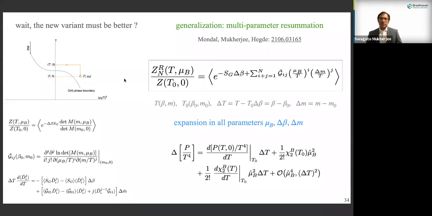But the way you can generalize this is to look at this operator expansion by doing what is called a multi-parameter resummation. In this case, the difference between the configurations of the symmetric and the broken phase is too large. The configurations themselves are too different. Starting from a symmetric phase, you cannot cross over, and starting from the broken phase, you cannot go to the symmetric phase. That is called the overlap problem: the underlying configurations are too dissimilar.